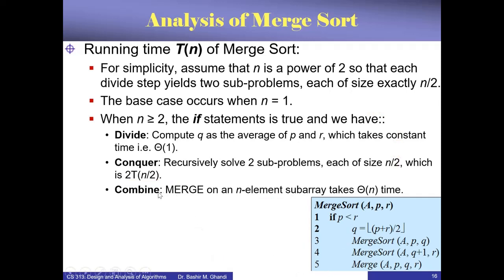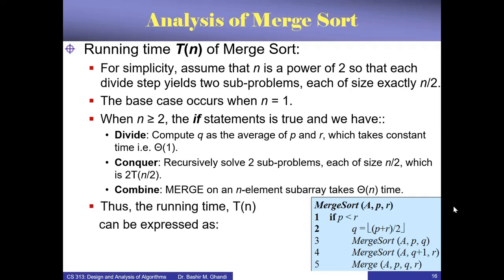The combine is the merge part, which we have seen is theta of n. We can now say the running time of the complete merge sort algorithm, if we call it T of n, can be expressed as this. First, if n is 1, then there is nothing to do. The algorithm will just do the checking and stop. So it's theta of 1. If the size that we are considering has just one element, the algorithm will stop immediately after doing the first comparison here. So it's theta of 1.